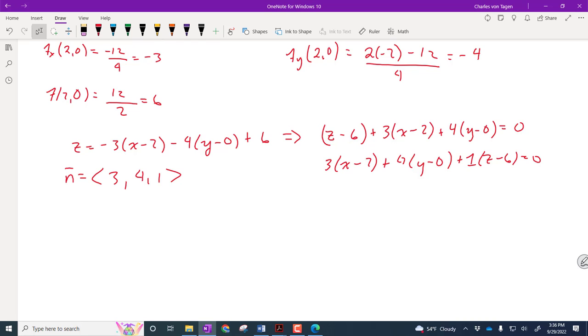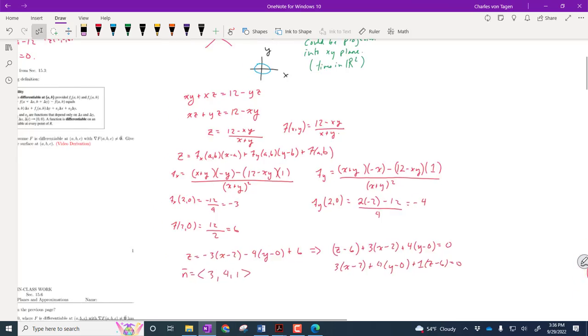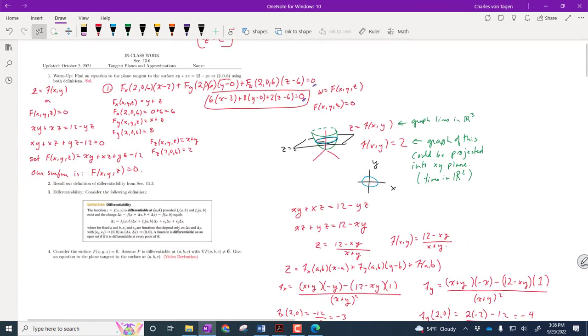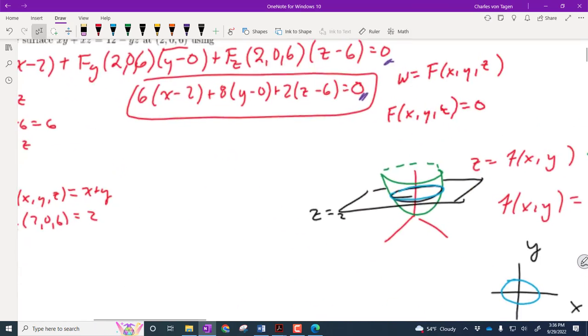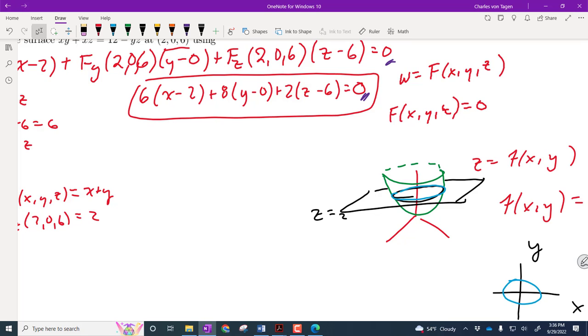Did we get the same plane in both cases? Yeah, the normal vector we used way back up here is (6, 8, 2), a scalar multiple of this one. So you should see that we have the same plane.